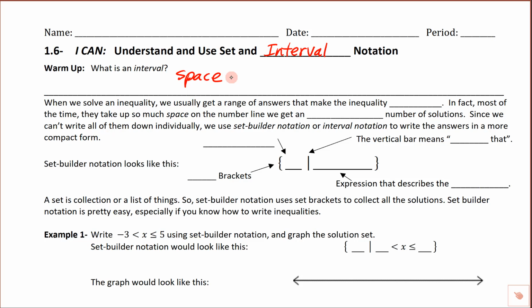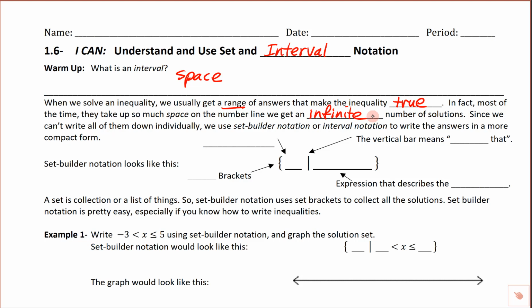So when we've been solving inequalities, we usually get a range of answers. We get a whole bunch of answers that make the inequality true. Remember, that's the whole point of solving an equation or solving an inequality, is finding a number or numbers that make the inequality or the equation true. In fact, when we solve an inequality, most of the time they take up so much space on the number line, this gigantic range, we get an infinite number of solutions.